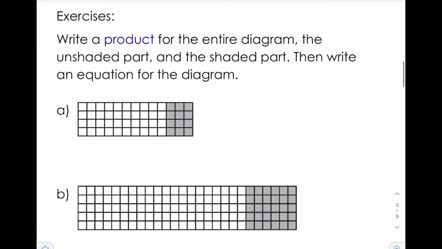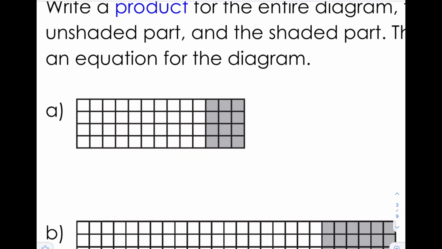Let's try some exercises. Write a product for the entire diagram, then the unshaded part, and then the shaded part. And then we're going to write an equation and find the answer. So pause the video. We'll focus on this one first. Once you think you've figured it out, how many rows and columns, then come back and we'll go over this together.